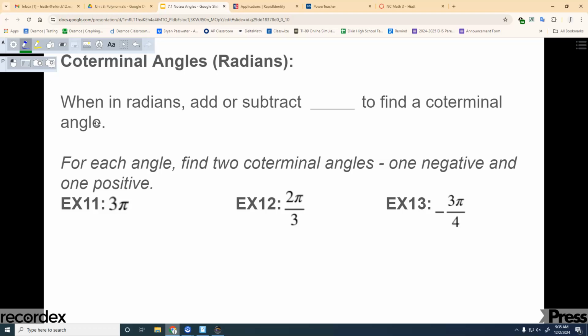The reason that students have trouble with it is because they are generally pretty weak with fractions, right? And a lot of these are going to be fractions. Whenever we did it with degrees, we just added or subtracted 360, right? For this, what is the same as 360 but in radians?